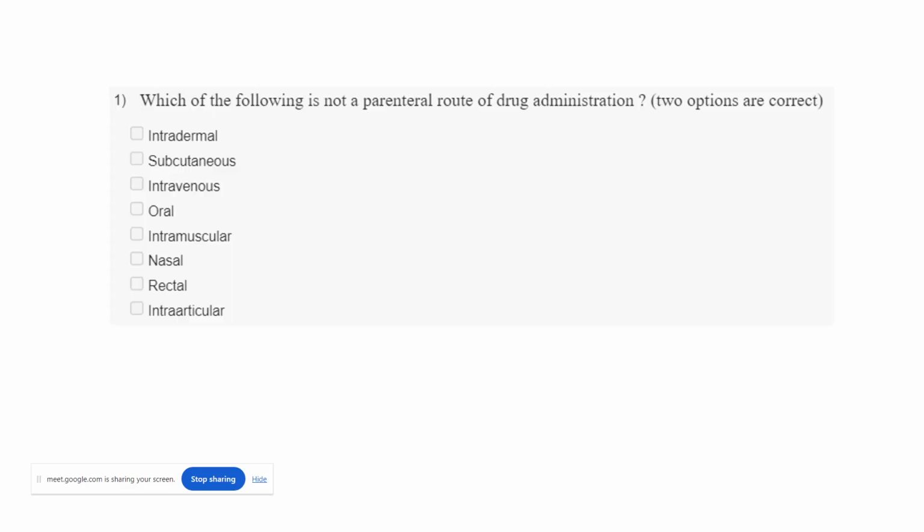Here we have our first question: which of the following is not a parenteral route of drug administration? You have to select two correct options here. The options are intradermal, subcutaneous, intravenous, oral, intramuscular, nasal, rectal, or intraarticular. Oral and rectal. Okay.